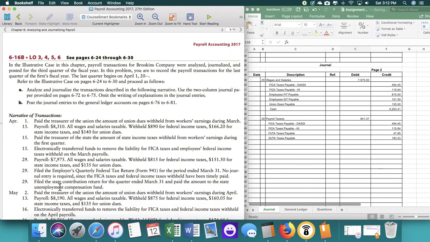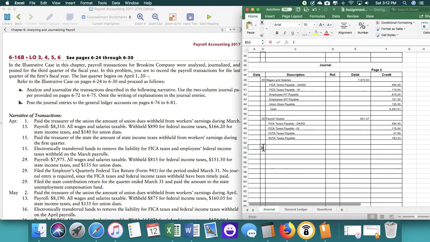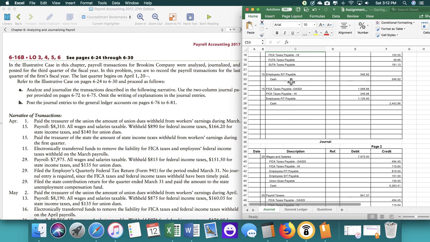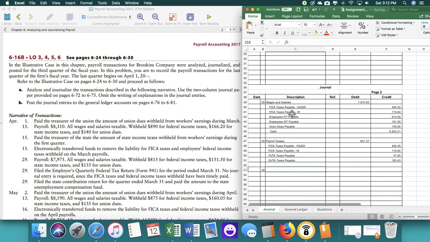And then we have one, let's see, we have to file our quarterly tax return on the 29th. So this one is going to be similar to when we paid the state income tax above, except this time it is going to be the SUTA. 941 is for the income tax. So we have 940 is federal, 941 is state. So we have SUTA taxes payable, and then cash.